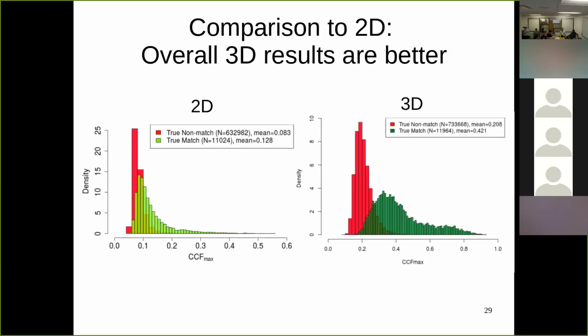So in the final part of my talk, I'm going to be talking about how the 2D results compare to the 3D results. I just showed this plot on the right, which was the overall results from 3D. On the left is the corresponding plot for 2D, and we see that the 3D results overall are better than the 2D results, just looking at these distributions.